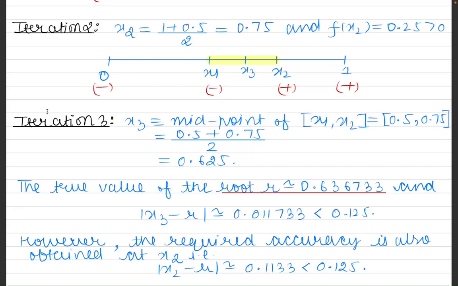But there is a catch. If you see, the required accuracy is also obtained at x2. That is, you compute |x2 minus r|, and it is approximately equal to 0.1133, which is strictly less than 0.125. So yes.